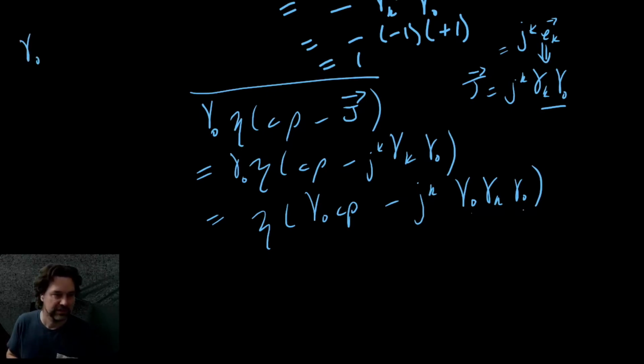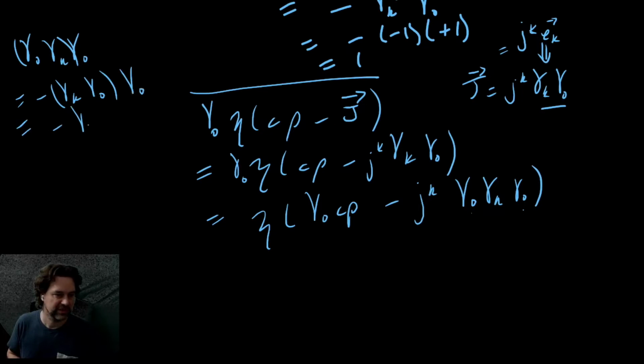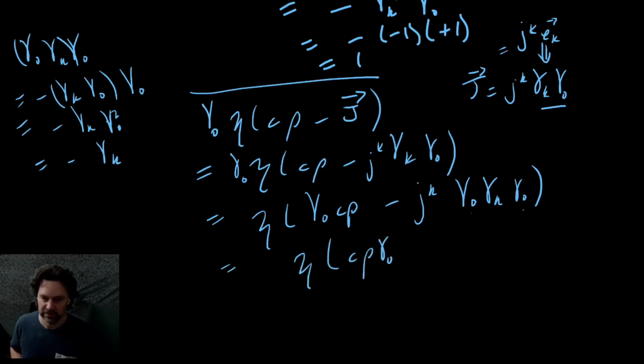So let's do a side computation. We have gamma naught, gamma k, gamma naught. That's minus, flipping the order of any pair of these. That'll be minus gamma k, gamma naught times gamma naught, which is minus gamma k times gamma naught squared. Gamma naught squared is 1. So we have minus gamma k. We are left with eta c rho gamma naught, and minus minus is plus, so we now have plus jk gamma k.